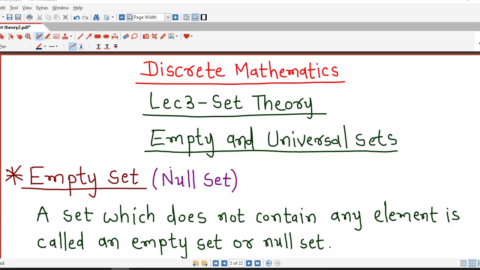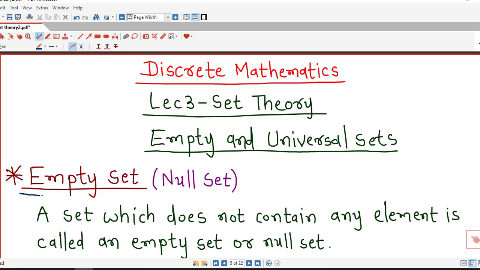Hello friends, I welcome you to lecture number 3 on set theory. In this lecture we are going to discuss two special types of sets known as the empty set and the universal set. You are already familiar with these sets from your school level, but we will just recall them in this video lecture. So first we start with the empty set.